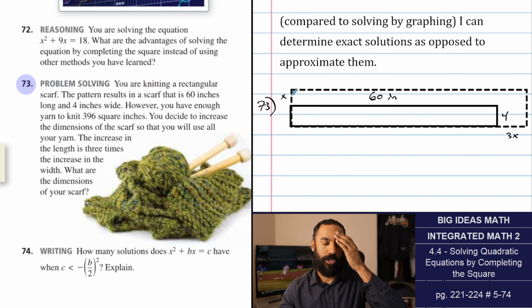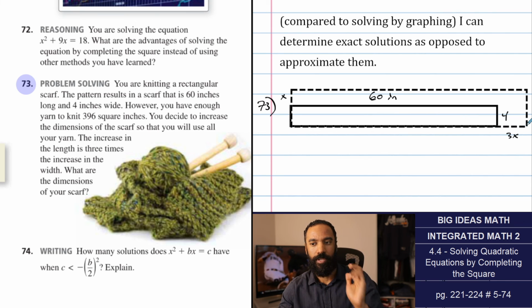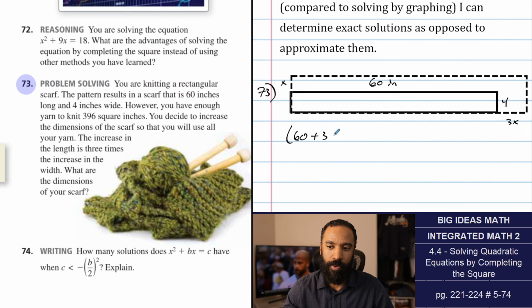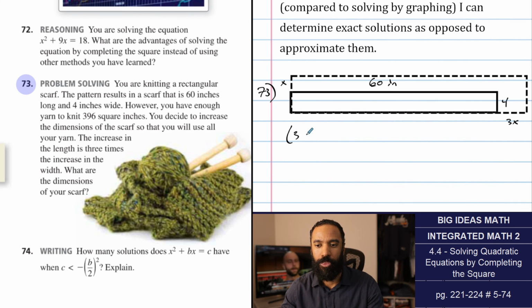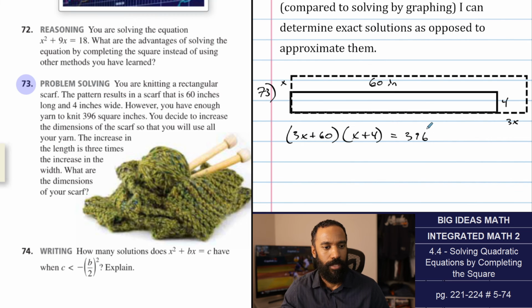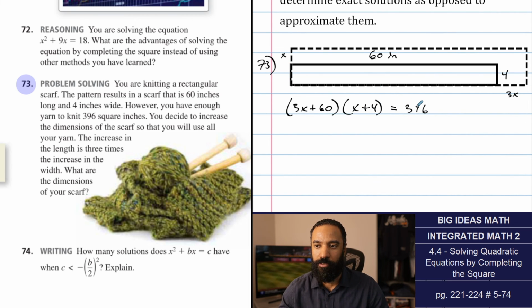So however much I increase here, I'm increasing 3 times the amount there. So I have a 60 plus 3x, I'm right, 3x plus 60. I have a 3x plus 60 times an x plus 4 going on. And when I multiply those, I'm getting 396. What are the dimensions of your scarf? So I believe that's what they're talking about when it comes to the increase.